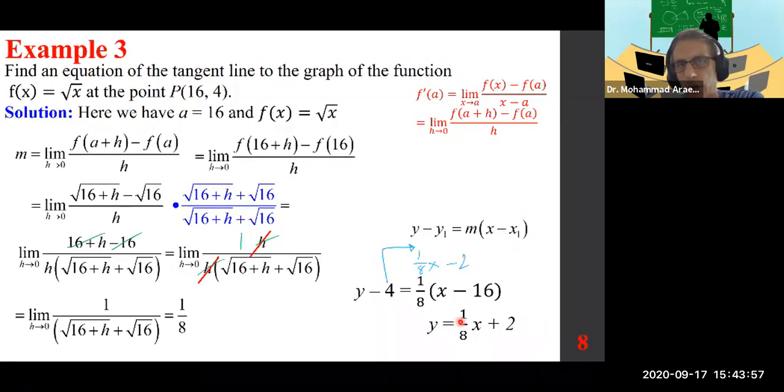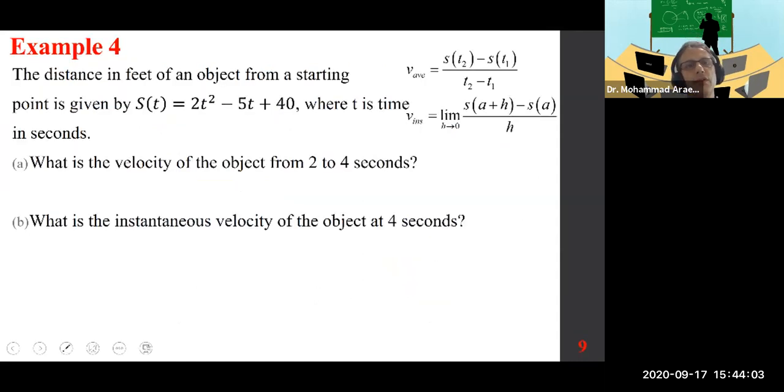All right, and so the distance in feet is given, the position function or the distance function. S of t is 2t squared minus 5t plus 40, okay? And we are asked to find the velocity from 2 to 4. I hope you realize this is the basic idea you know: delta y over delta x, or in this case, delta s over delta t, class. Delta s over delta t, change in distance over change in time. What is that? Average velocity.